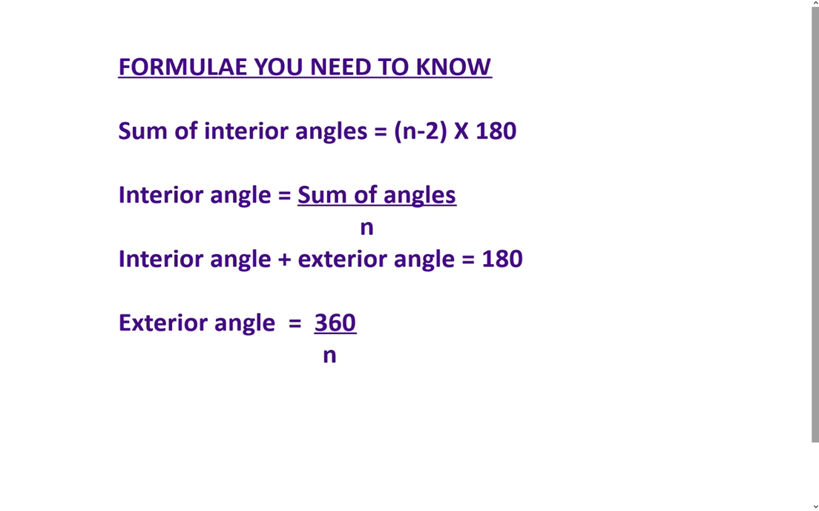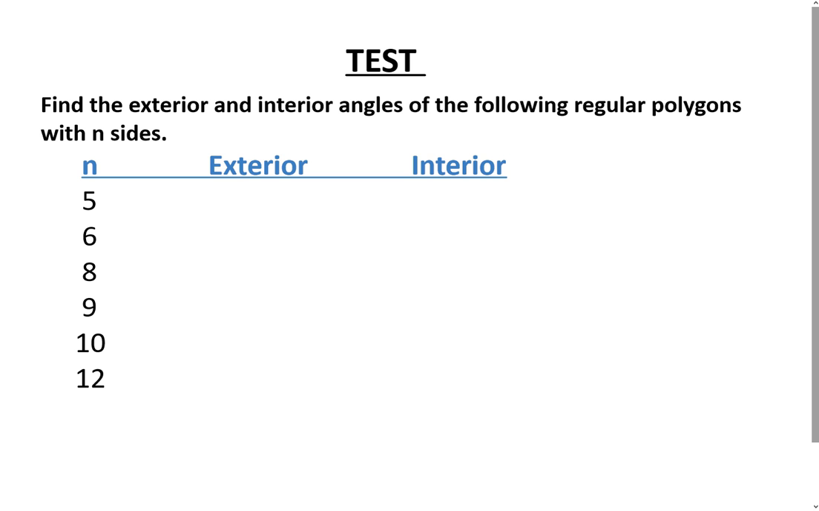So the formulae you need to know is the sum of the interior angles is n minus 2 times 180. The interior angle is the sum of the angles divided by the number of sides. The interior angle plus exterior angle is 180, and your exterior angle is 360 divided by your number of sides. All right? Okay, testing time.